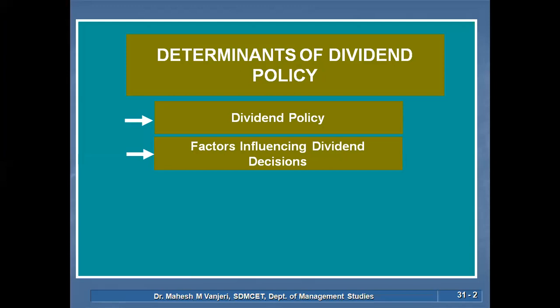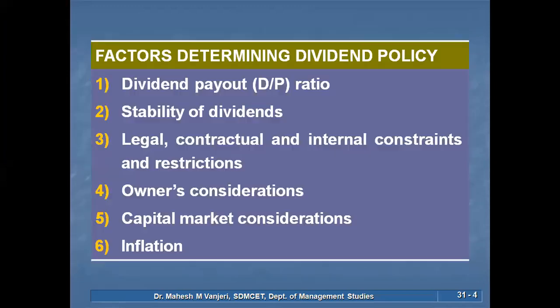So we have understood what the dividend policy is, and next we are learning about the factors that determine dividend policy. Among them, so far we have learned the dividend payout ratio, stability of dividends, legal, contractual, and internal constraints and restrictions. What are they and how do they influence the dividend policy of a firm? Now, today we are going to move ahead and learn the remaining three factors, that is the owner's considerations, capital market considerations, and inflation.